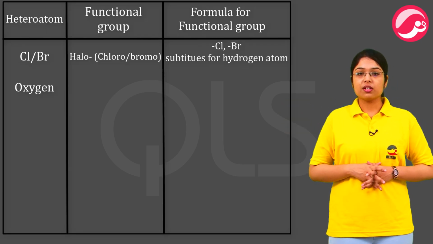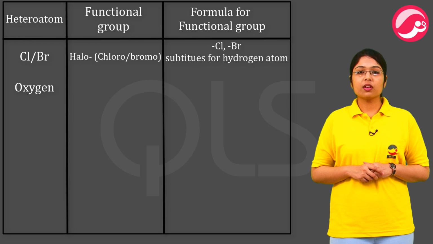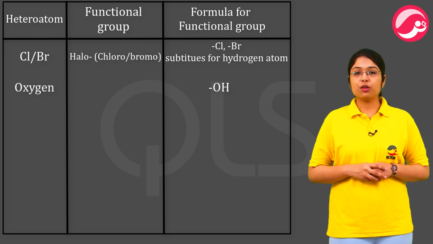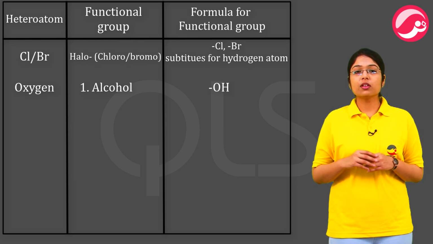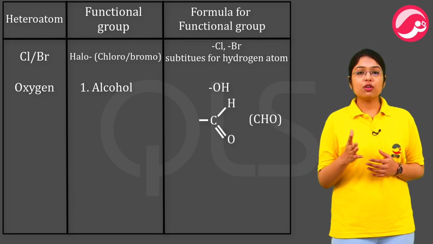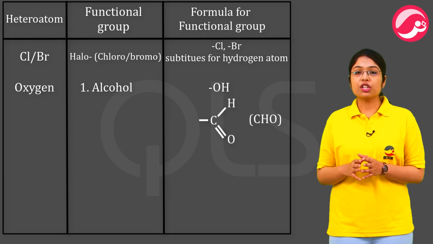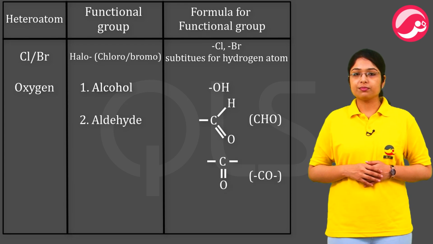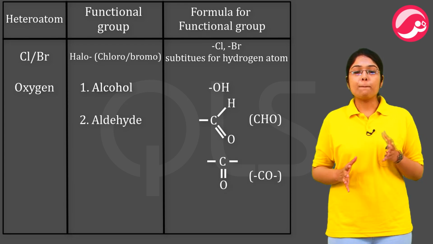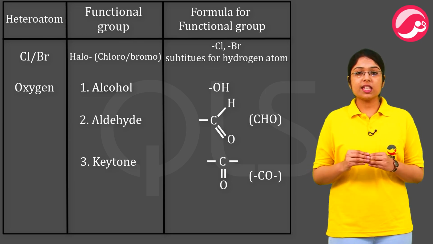Next is oxygen. A variety of functional groups are formed when oxygen is bound to carbon. When an OH group is added to a carbon chain, the hydrocarbon converts into a new compound called alcohol. Then, if we include a carbon atom to this, it will become CHO. It is the functional group aldehyde. Then if we remove H from the aldehyde, we will be left with carbon bound to oxygen by a double bond. This is the functional group ketone, CO.